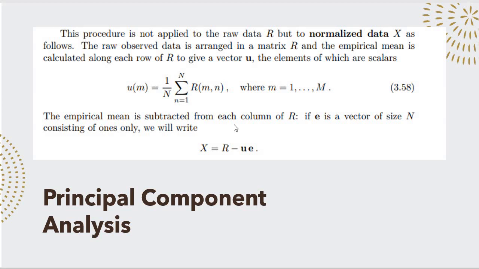The empirical mean is subtracted from each column of R. If E is a vector of size n consisting of ones only, we write this. हम लोगों का पर्पस क्या रहता है कि हम लोग जो भी मल्टी डायमेंशनल डेटा है उसको हम लोग रिड्यूस करने की कोशिश करते हैं. तो कैसे करेंगे, वी आर फाइंडिंग जो नॉर्मलाइज डेटा है उसकी हेल्प से वी आर गोइंग टू फाइंड द एम्पेरिकल मीन, एंड जो एम्पेरिकल मीन है दैट इज सब्ट्रैक्टेड फ्रॉम ईच कॉलम ऑफ आर विद दिस.